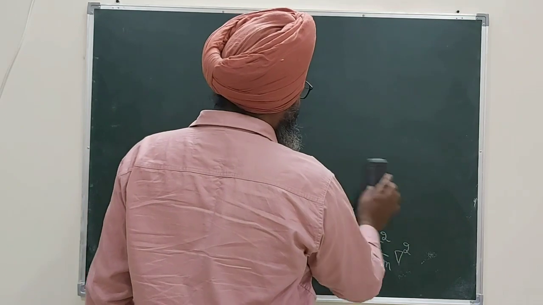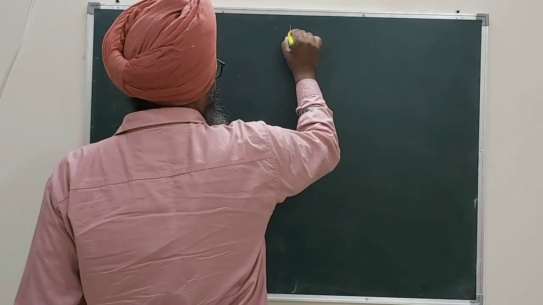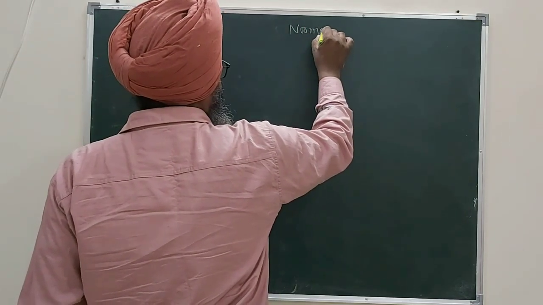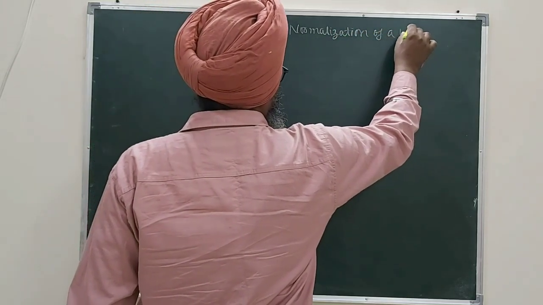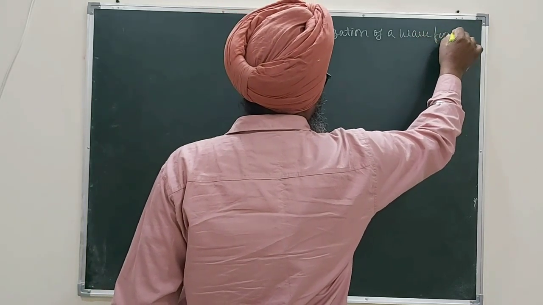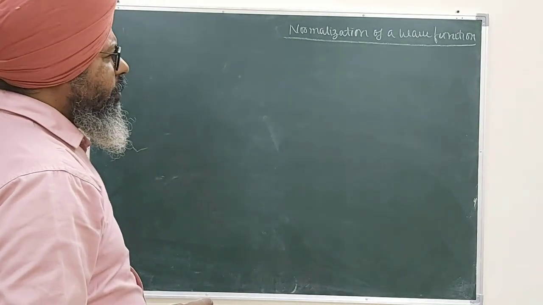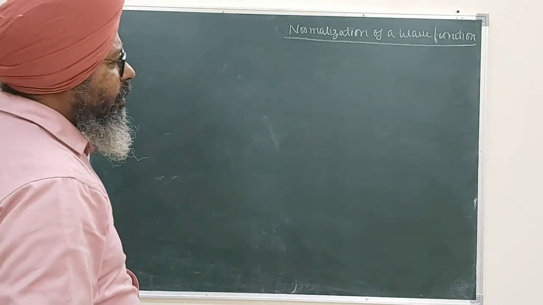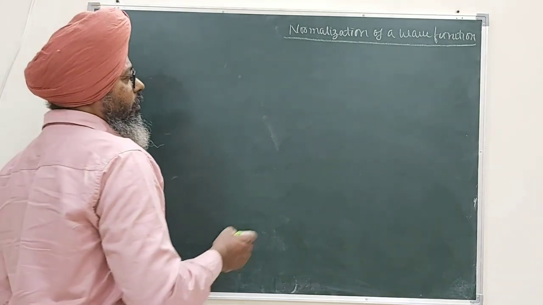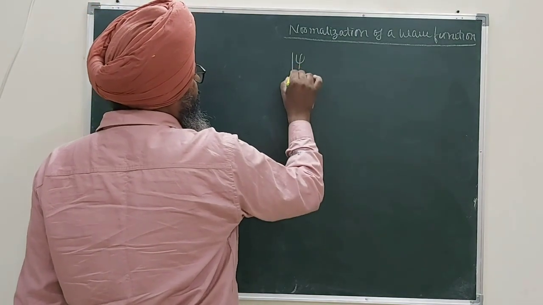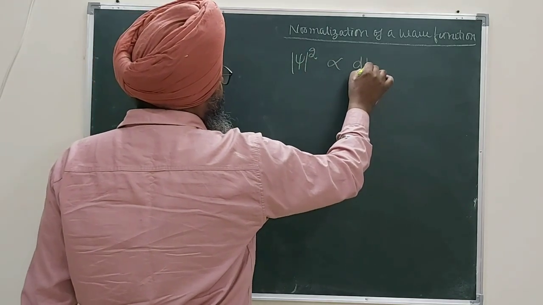The next topic is related with the normalization of a wave function. What is normalization of a wave function? This topic originates from the physical significance that was given to the square of the magnitude of the wave function by Max Born. According to him, the square of the magnitude of the wave function at a point is directly proportional to the probability density.